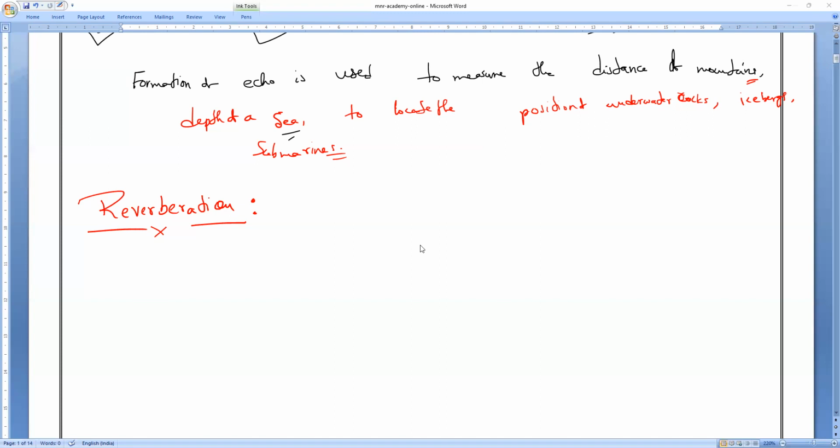So you can see we hear the thunder during the lightning. It is due to the overlapping of multiple echoes formed by the reflections of the original sound. Original sound from the ground, original sound from the clouds. All these things reflect and form multiple echoes.